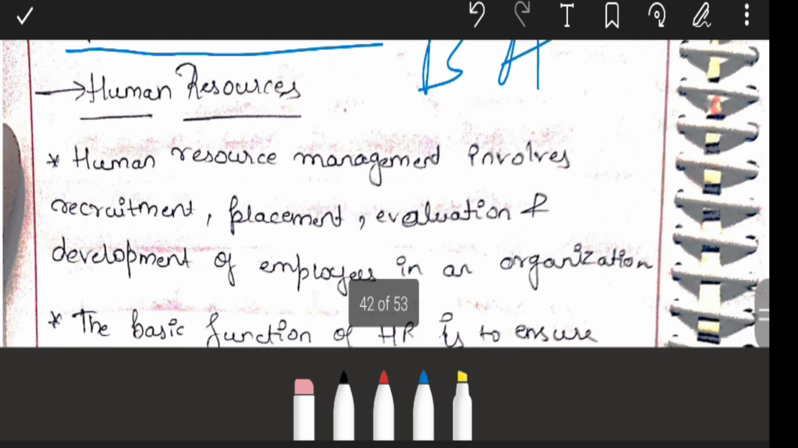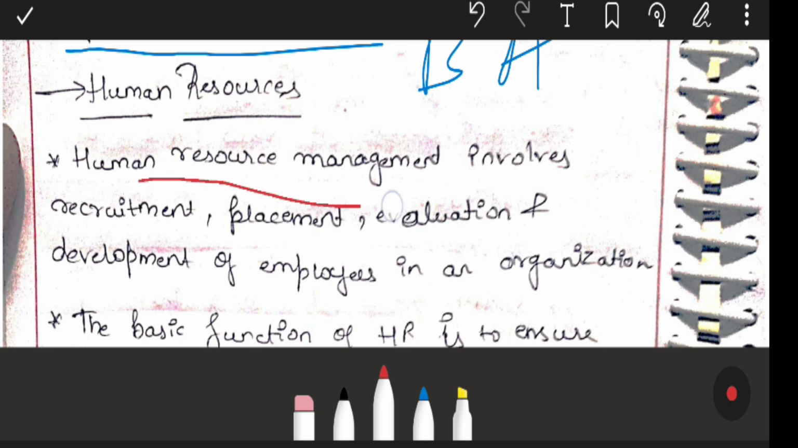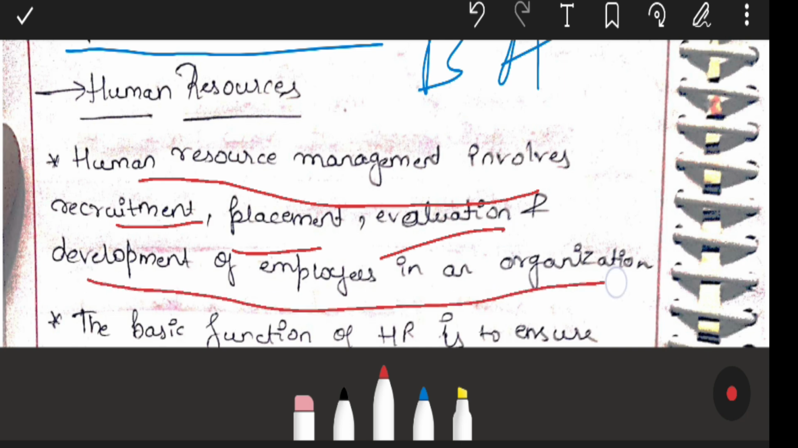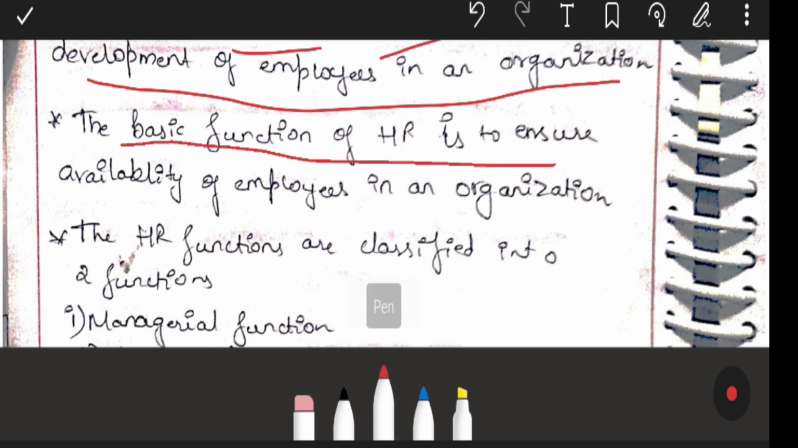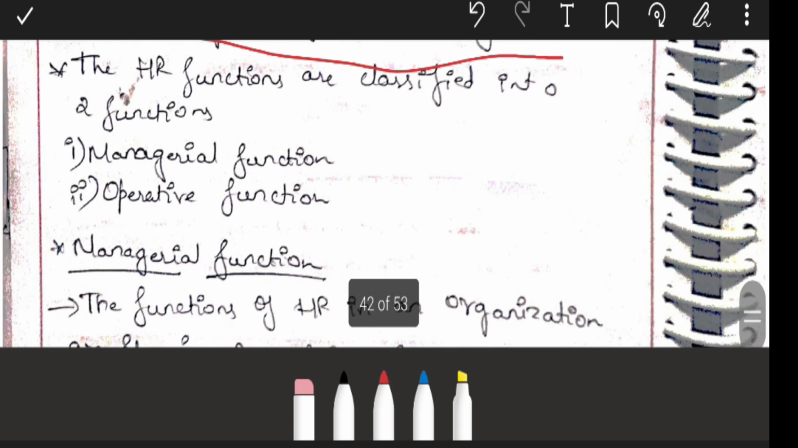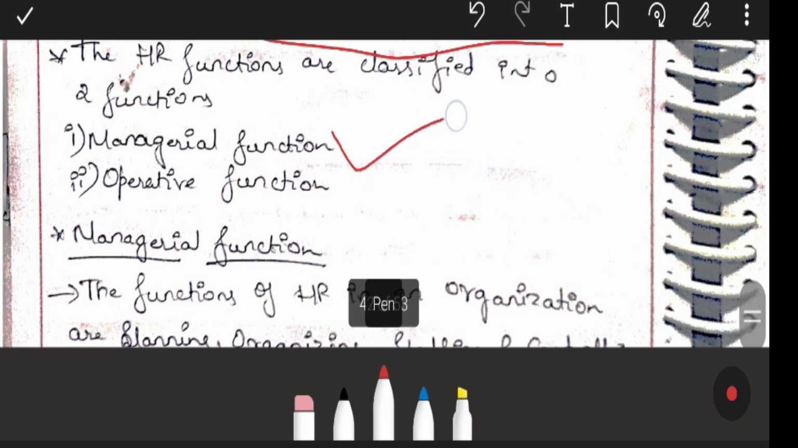Human resources. Human resource management involves recruitment, placement, evaluation and development of employees in the company. The basic function of HR is to ensure availability of employees in an organization. The HR functions are classified into managerial function and operative function.